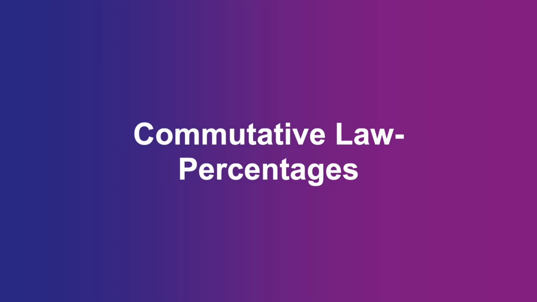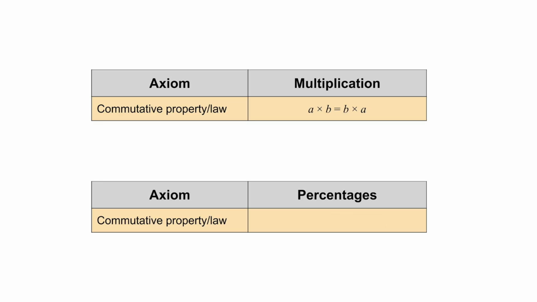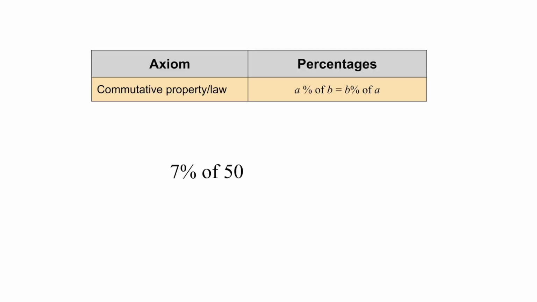The commutative law for multiplication is able to be applied to percentages as well. A% of B equals B% of A. For example, 7% of 50 is equal to 50% of 7. Here, students can make decisions on what is the easiest calculation to do. In this case, 50% of a value is going to be the easier calculation.